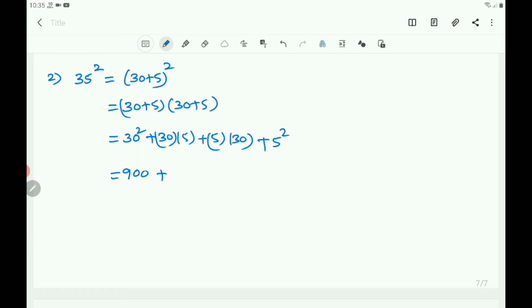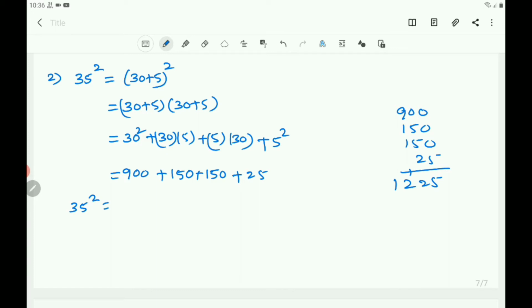30 square is 900. 30 into 5 is 150, 5 into 30 is also 150. Then 5 square is 25. Find the sum of these four: 900, 150, 150, 25. That is what you will get, 1225. So 35 square equals 1225.